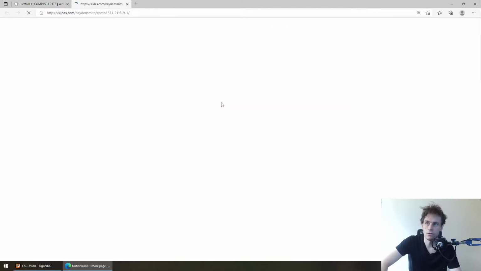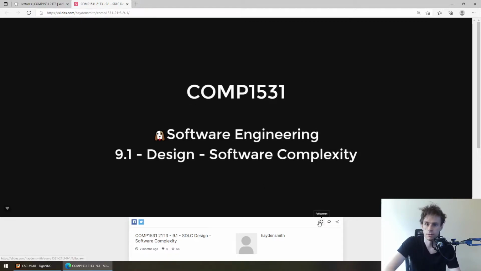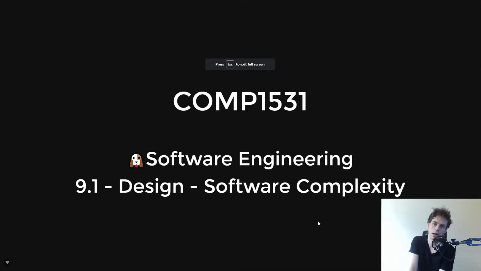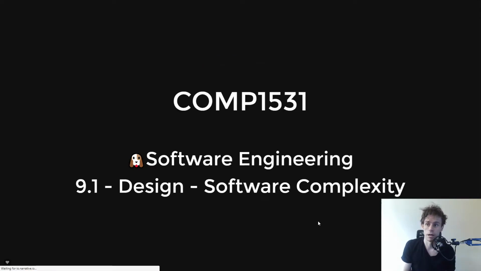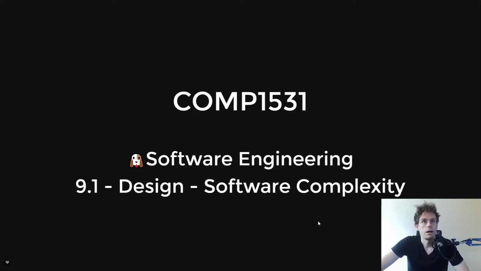Let's start off today with 9.1 on software complexity. I don't think we'll need 2 hours today. We'll see how we go. Today's topic is all about SDLC design stuff, so designing software, and it's about software complexity. We've talked about this a little bit in a previous lecture, where we talked about keep it simple, stupid, because we want to keep our software as simple as possible.